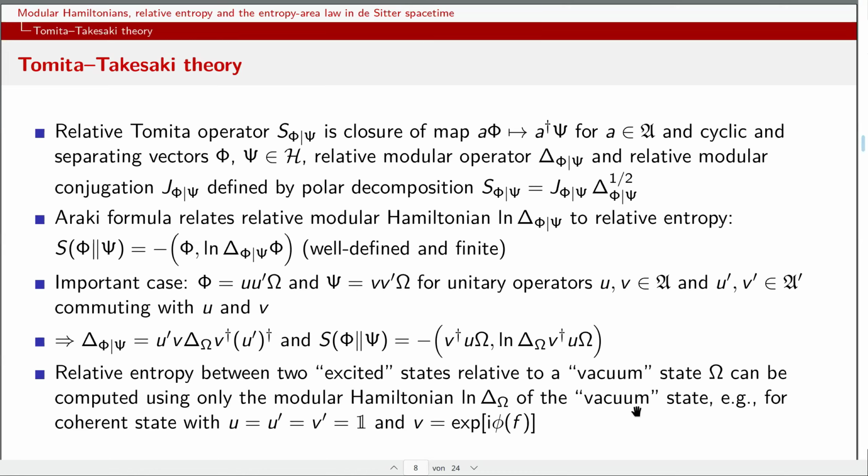For example, one can look at coherent states. Let's say we take three of these unitaries to be the identity, and one to be e to the i phi of f. Then what the formula gives you, the Araki formula, is the relative entropy between this coherent state and the vacuum, restricted to some region, and this region enters the construction of the vacuum modular Hamiltonian. This is what people have done and what I'm also doing.